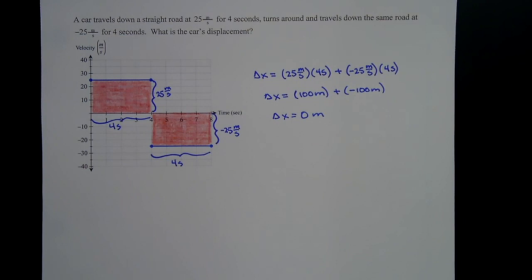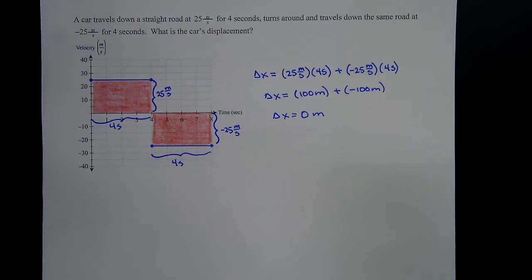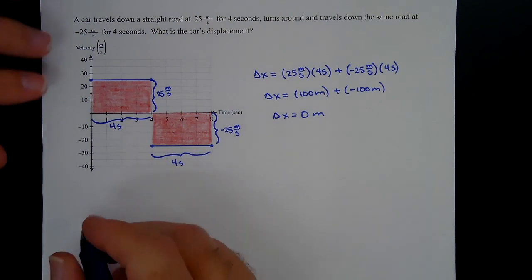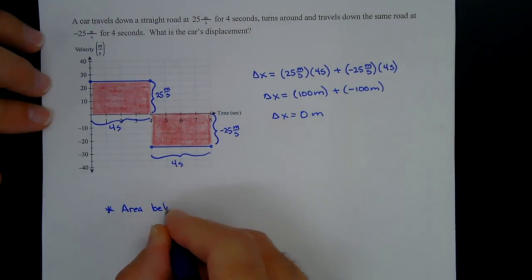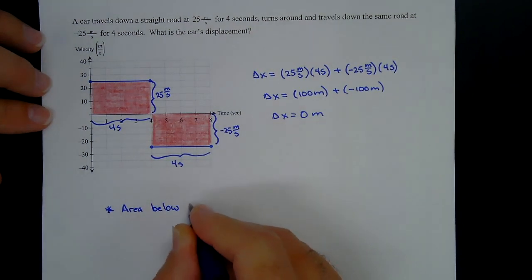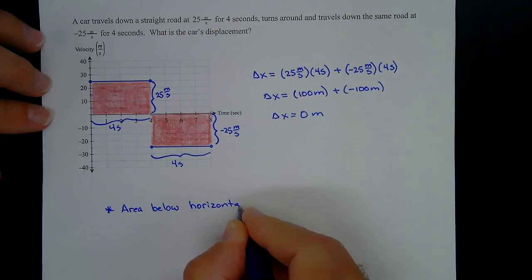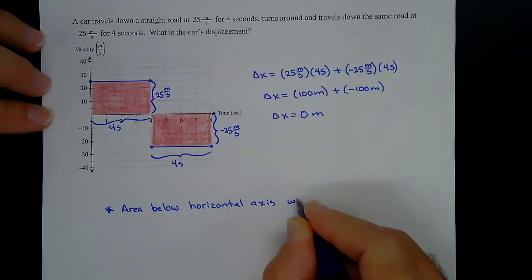I forgot to say something before we go to the next problem. I need to say this: area below the horizontal axis will always be negative, so I'm going to write that. Area below horizontal axis will be negative.